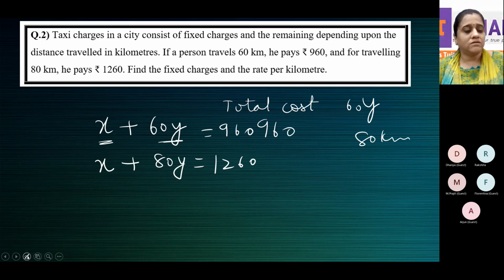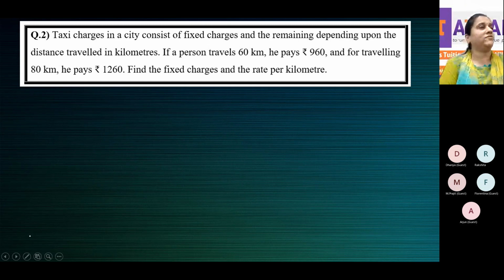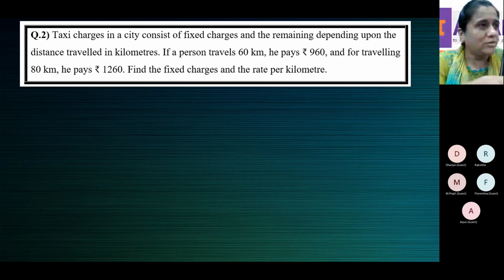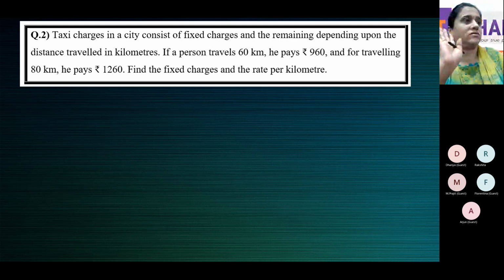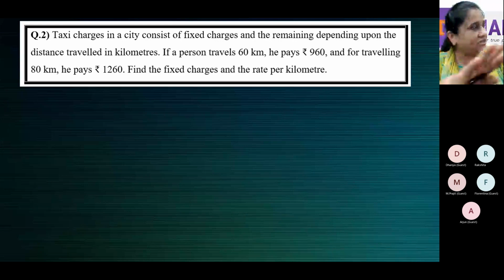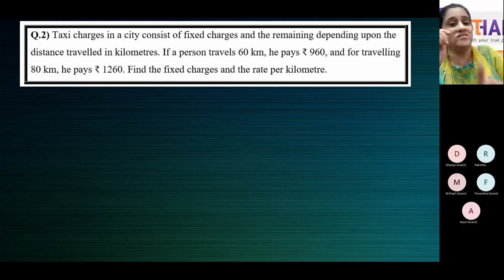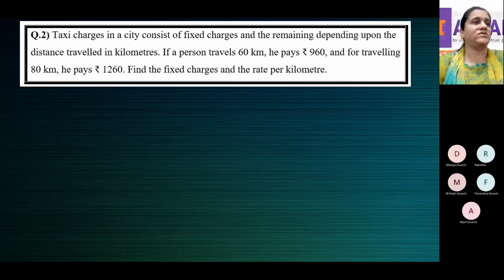All right. So how do you assume? You should say, let the fixed cost. So these are called the fixed and the variable costs. If you hire a taxi, you'll have to pay the fixed cost, whether you go 1 kilometer or 100 kilometers. If you hire the taxi, you should pay X rupees, fixed cost. And the remaining depends on the distance you travel. So you travel 60 kilometers. So for 1 kilometer, Y rupees, 60 kilometers, 60y. So what is that 960 made up of? The fixed cost X plus the variable cost 60y, which is 960.